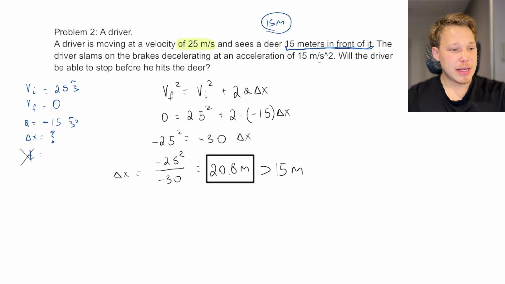Now, in the next video, we will go over free fall motion. So what happens when objects are thrown in the air. So keep watching if you want to know how to solve problems for free fall.